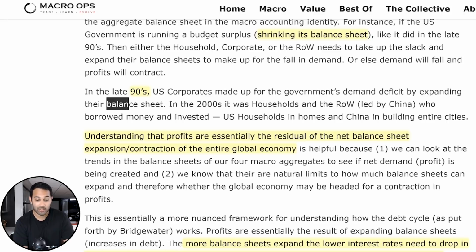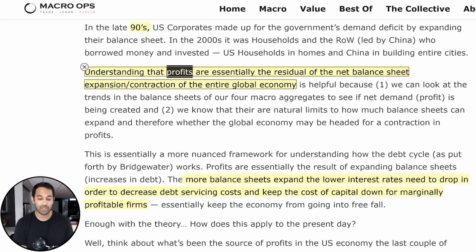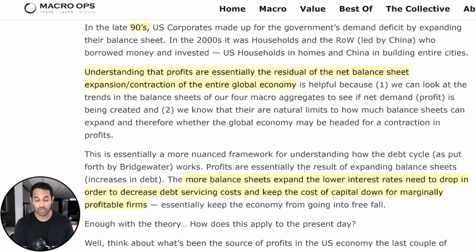And by spending more, they expanded their balance sheets because they borrowed too. And then in the 2000s, it was households and the rest of the world, led by China, who borrowed money and invested. US households in homes, which is how we got 2008, and China in building entire ghost cities. Classic China. So the point to understand is that profits are essentially the result of net balance sheet expansion and contraction of the entire global economy.